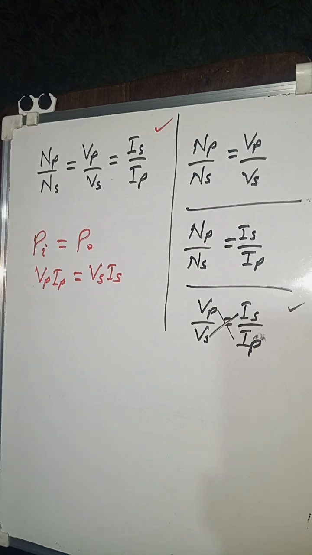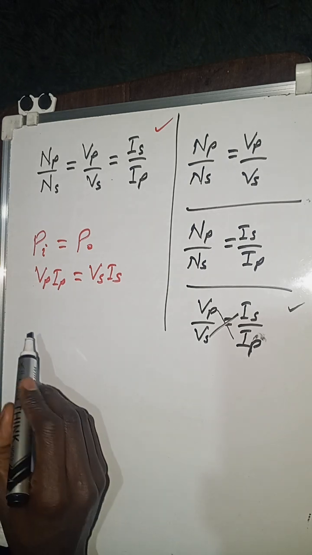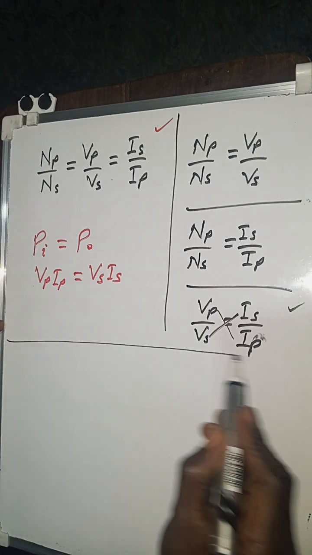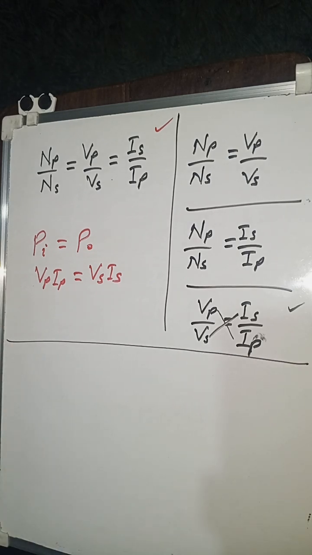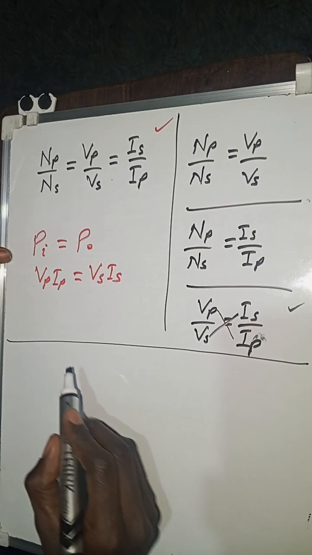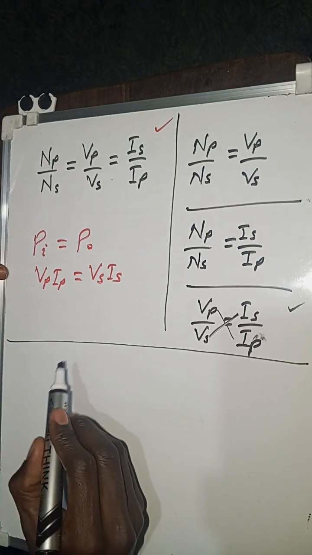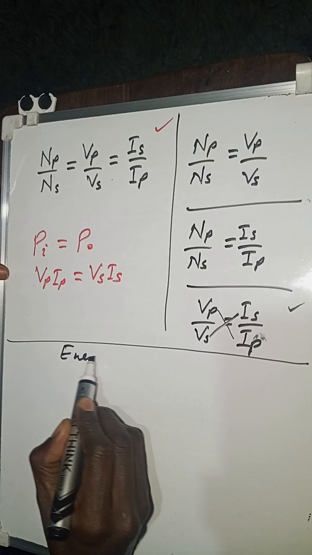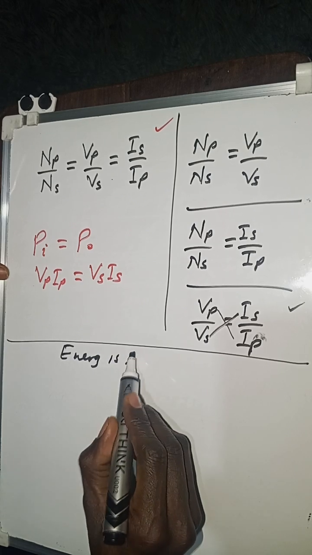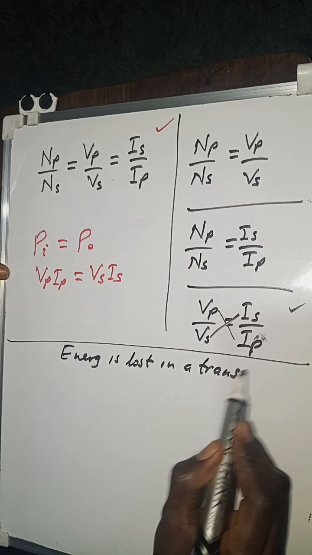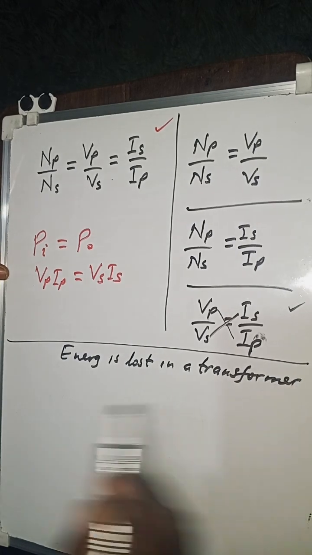All right. So now at this point, I can simply tell you that there's no transformer in reality that is 100% efficient. There will always be energy losses. So in what ways is energy going to be lost in a transformer? Energy will always be lost in a transformer.